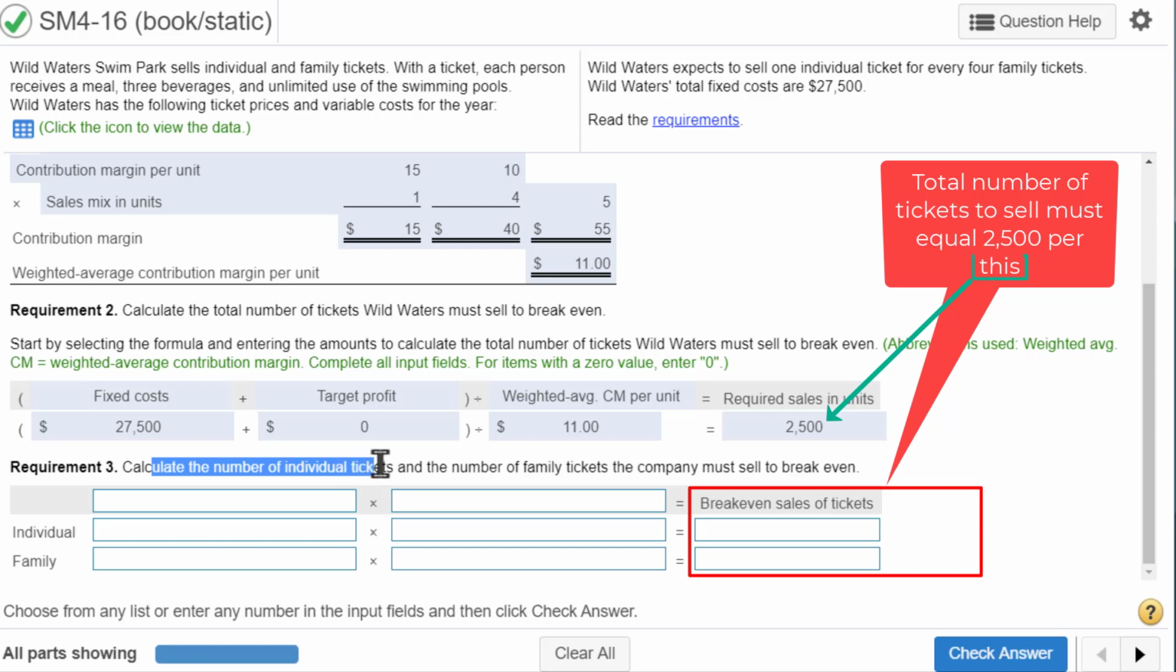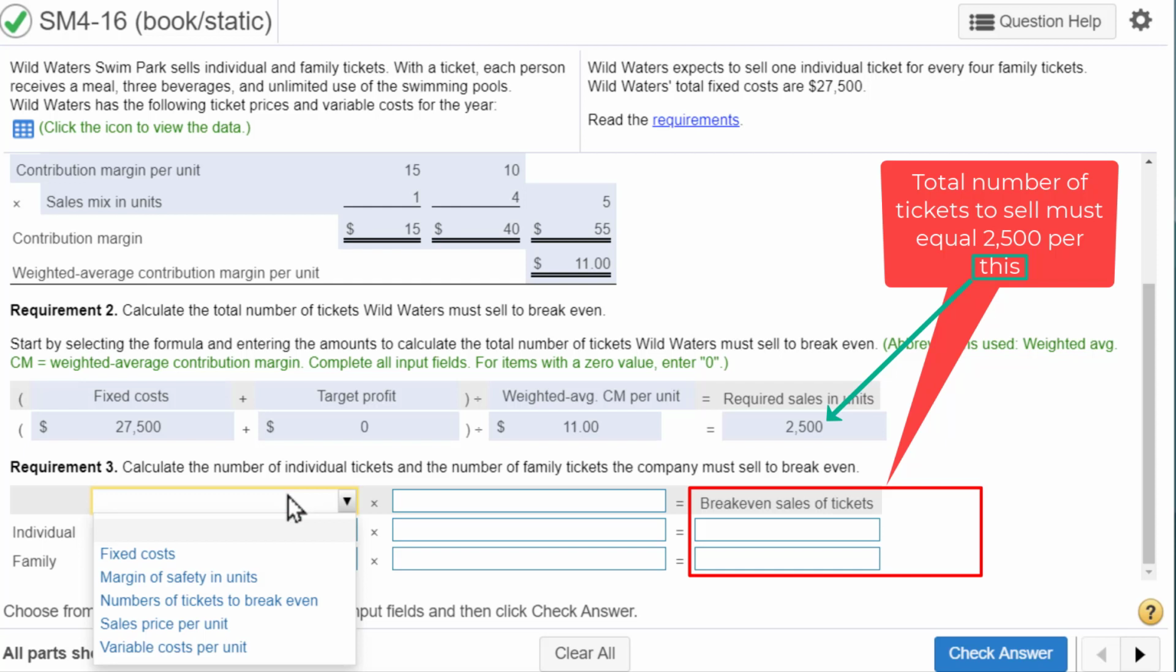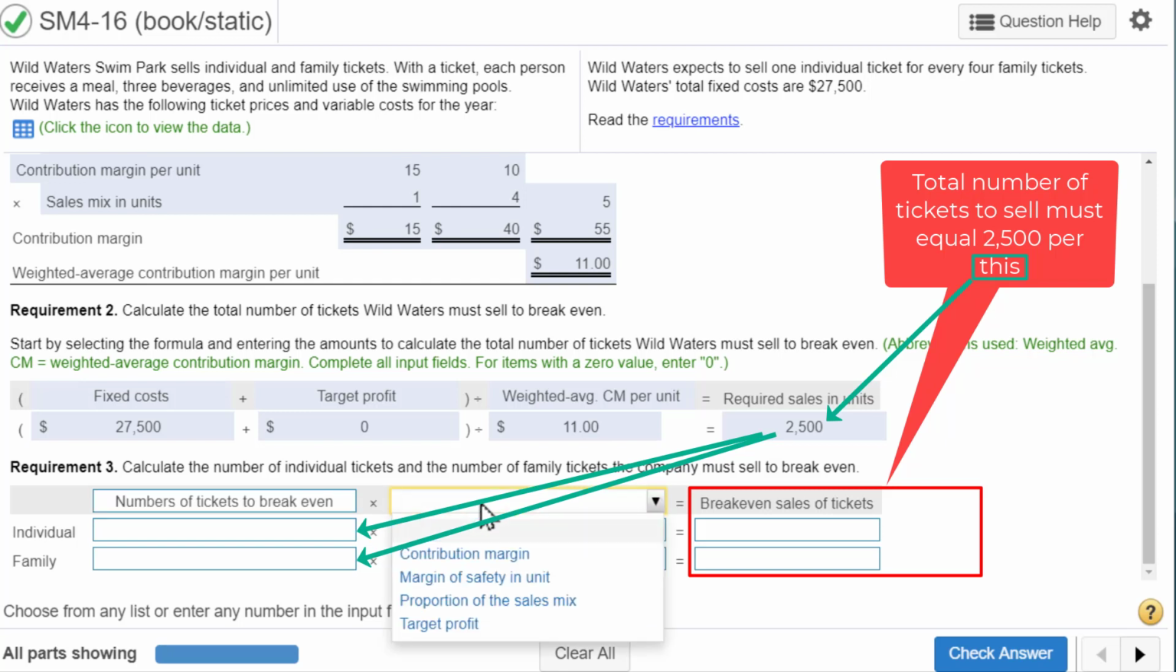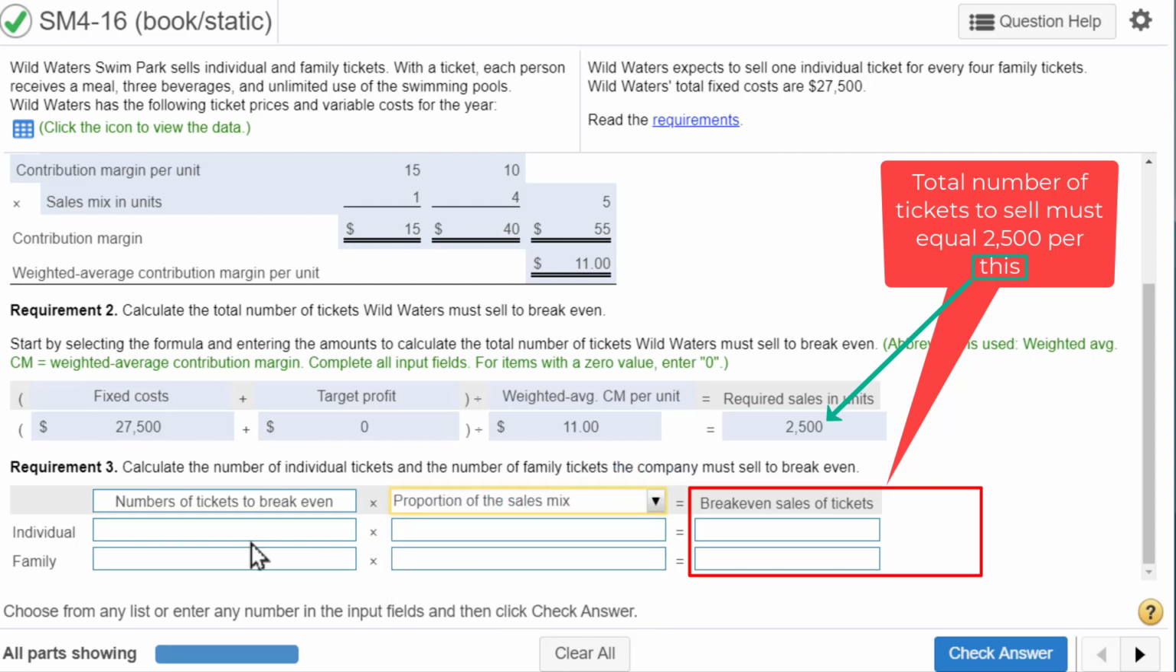Next, calculate the number of individual tickets and the number of family tickets that we must sell to break even. So we're going to sell 2,500 tickets to break even. Now the question is, how many of those tickets must be individual and how many must be family tickets? The way we do that is we take the number of tickets to break even and multiply it by the proportion of the sales mix. So how many tickets must we sell to break even? It says 2,500, so I can copy and paste that here and here.